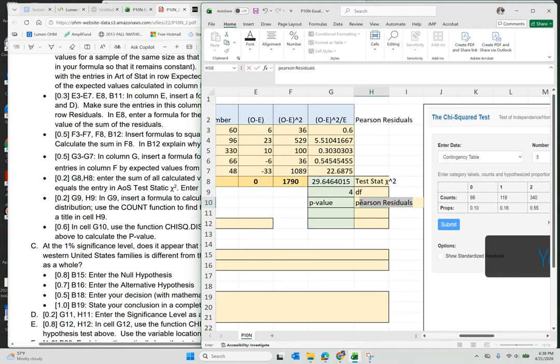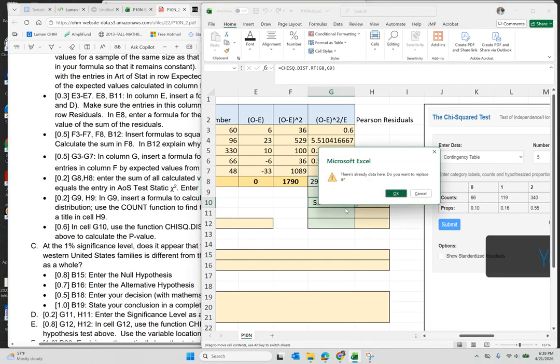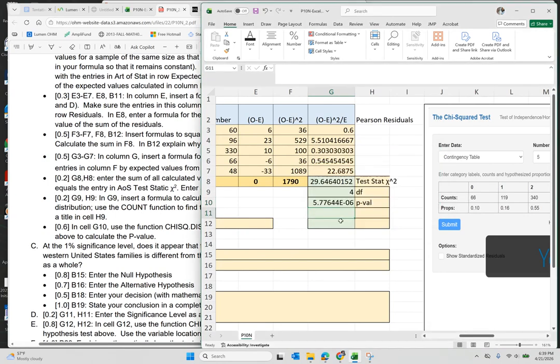Not there, so let's try again, p-value. And here I'm going to use the chi-squared distribution, that right tail right here. It says what is your x, that's your test statistic, comma, where are your degrees of freedom, they are right above it, and close this, and it will give me this p-value that is 5.77644 times 10 to the negative 6.